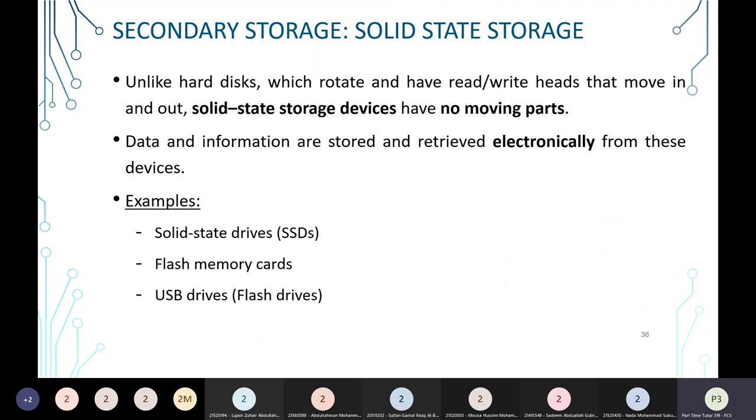Unlike the hard disk, which basically rotates and has a read and write head. A hard disk is like disks above each other to read and write. It turns around, it rotates, and has a head to read the data and to write the data. These heads move in and out. We have another type, which is the solid state storage device, which has no moving parts. So there is no disk and no head to read and write. This solid state storage, like memory, like flash memory, stores data and information electronically, by electronic signals.